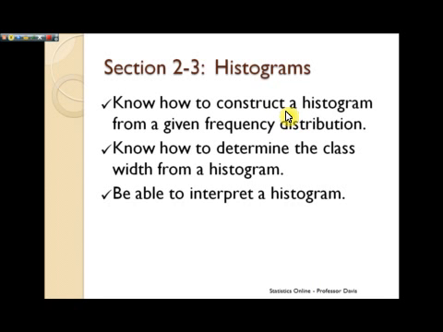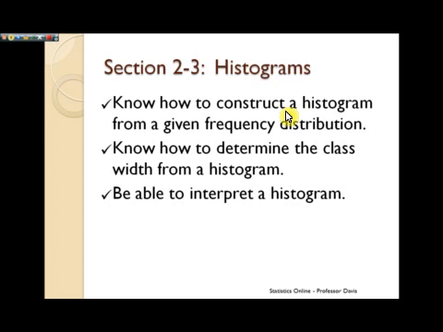And what we want to do is to make a picture of a frequency distribution, and that's what a histogram is. So the things to remember with the histogram is we want to use the class boundaries, not the class limits, on the horizontal axis, and we want to use the frequency or the relative frequency on the vertical axis.